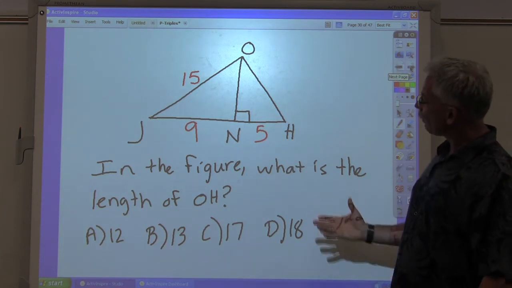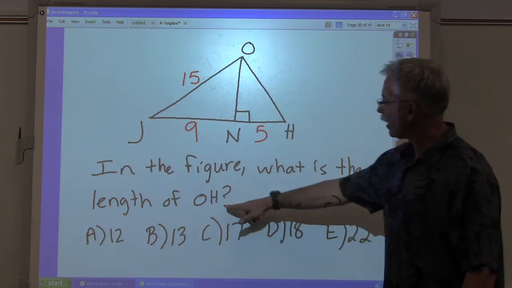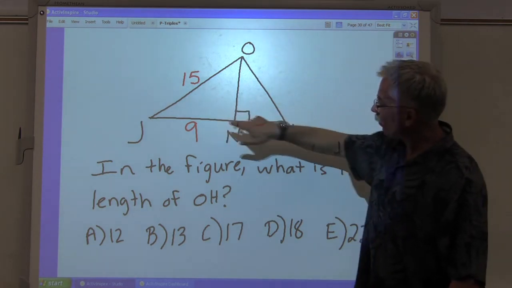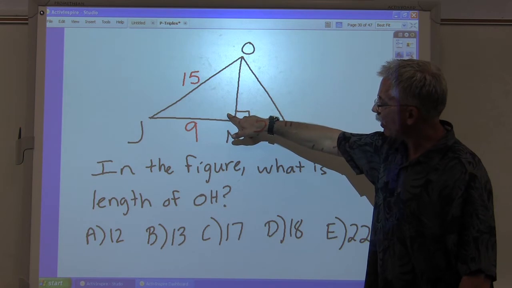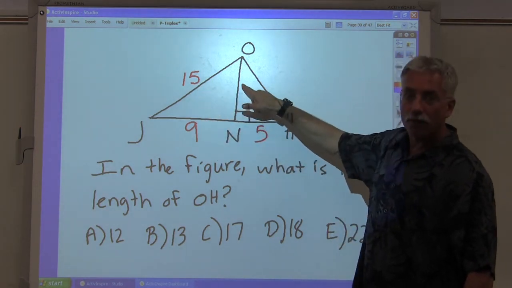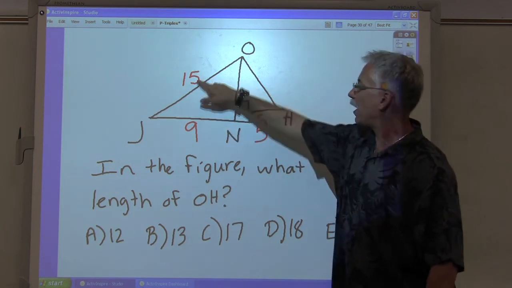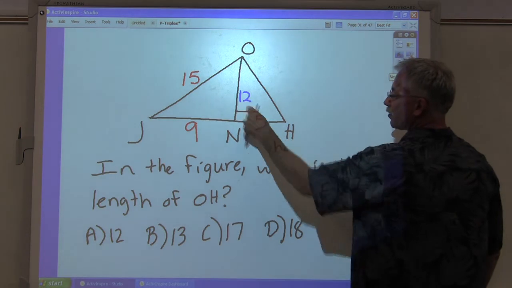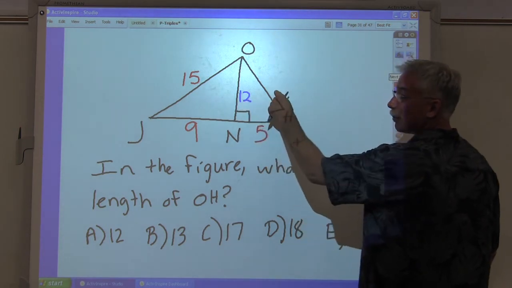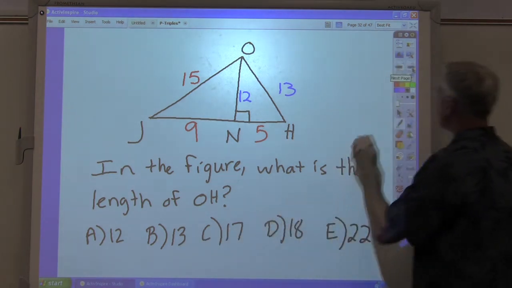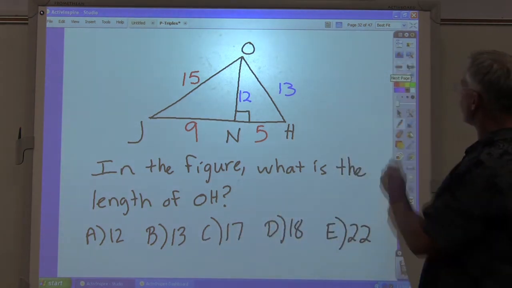Okay, I have this figure right here. It says in the figure, what's the length of OH? So I need to find this length right here. So I have some right triangles here. If that's a right angle, that's a right angle right here. This is 3 times 3. This is 5 times 3. So this must be 4 times 3, a 3, 4, 5 multiple of a right triangle. So 4 times 3 is 12. And then look at this triangle. This is 5, 12. Remember what that one is? It's 13. So what's the length of that? It's choice B.